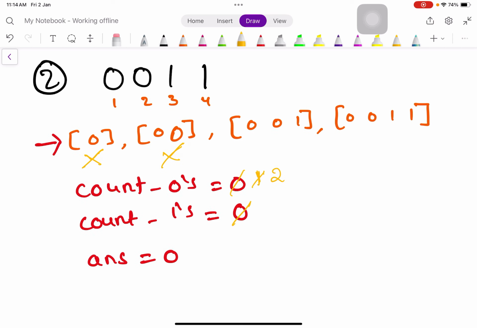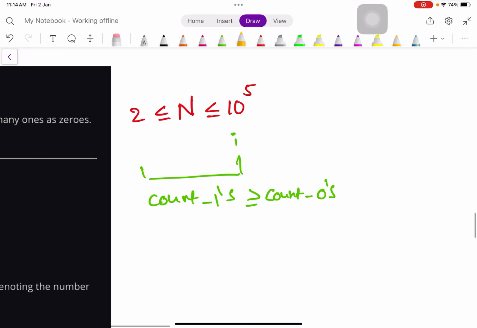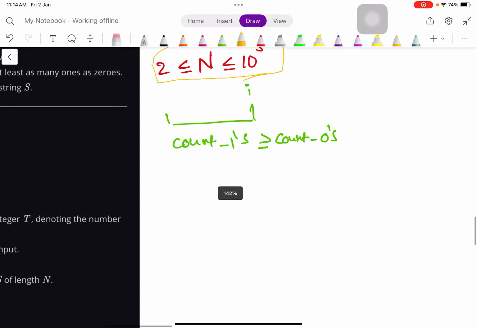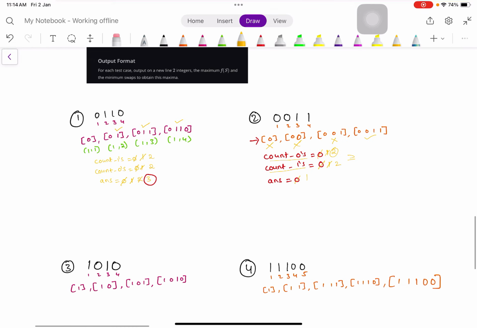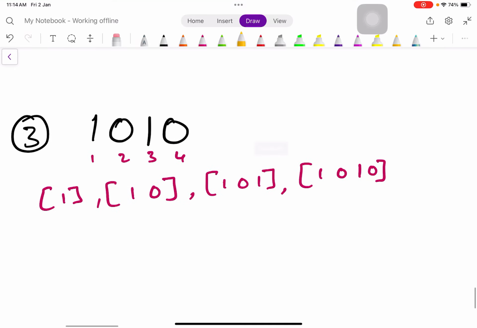For the next prefix, the count of ones becomes 1. Still, the count of zeros is more than 1, so this is also not possible. For the next prefix, the count of ones becomes 2. So the count of ones is greater than or equal to the count of zeros, so this is possible, and our answer becomes 1. In the question constraints, they have mentioned that n will be from 2 to 10 power 5. That means the length of the string could be 10 power 5, so an n squared solution is not possible. Let's understand how we can do it in order of n time complexity.